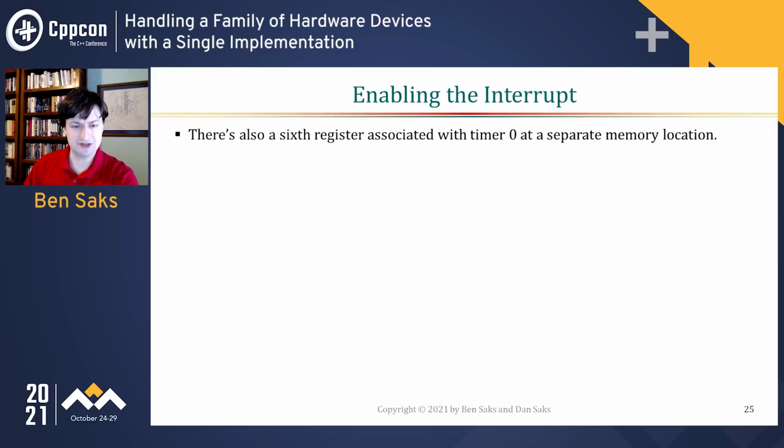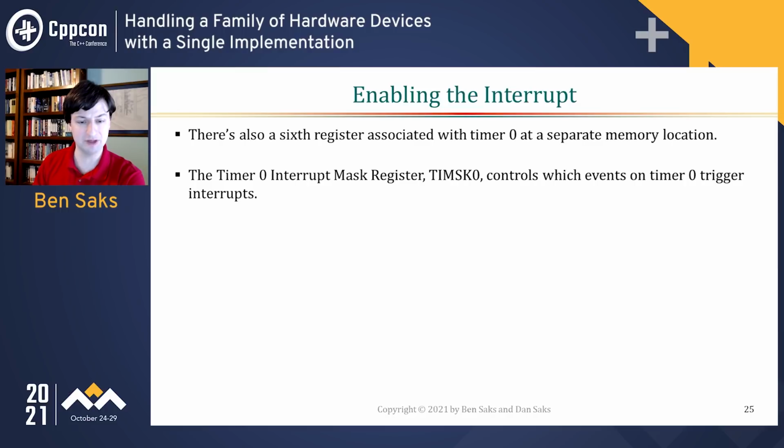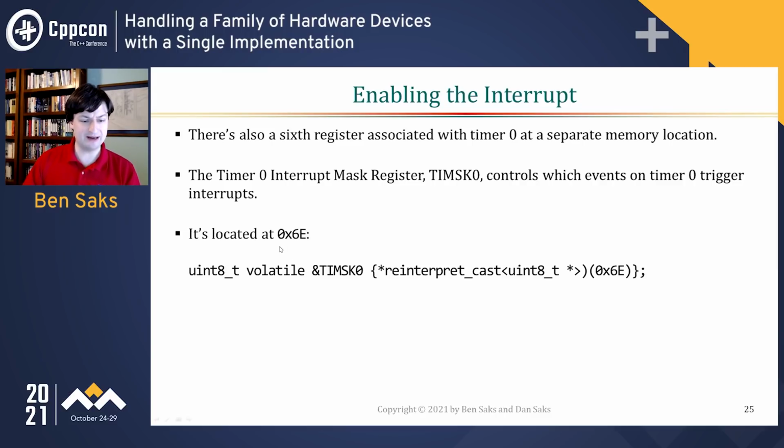Now, there's also, it turns out, a 6th register that's associated with timer 0, but it's not actually located with the other registers in this hardware. It's at a separate location. It's called the interrupt mask register, and it controls which timer 0 events are set up to trigger interrupts, which ones are enabled to actually send interrupt signals. And that's located at hex address 6E here. So I'm representing that right now as a separate object that is a reference to a single volatile uint8_t.